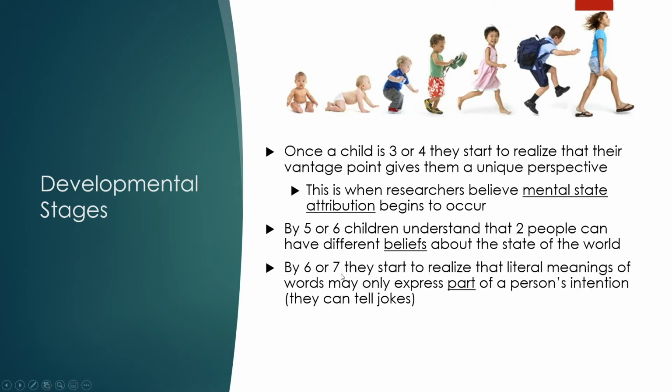By about 6 or 7, we see that the literal meanings of words can only express part of a person's intention. This is where children start to understand sarcasm, and they can start to tell jokes where they twist words. Before 6 and 7, these kids will believe everything you say as a caregiver or as someone they trust. They don't question that there are non-literal meanings to the things you're saying.